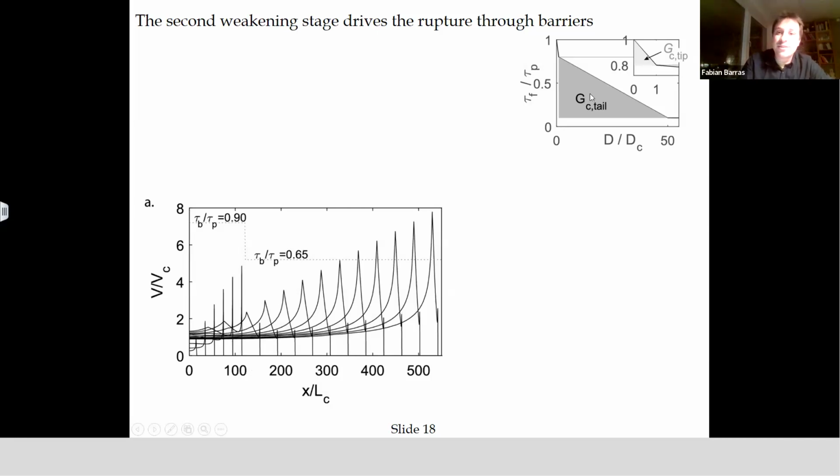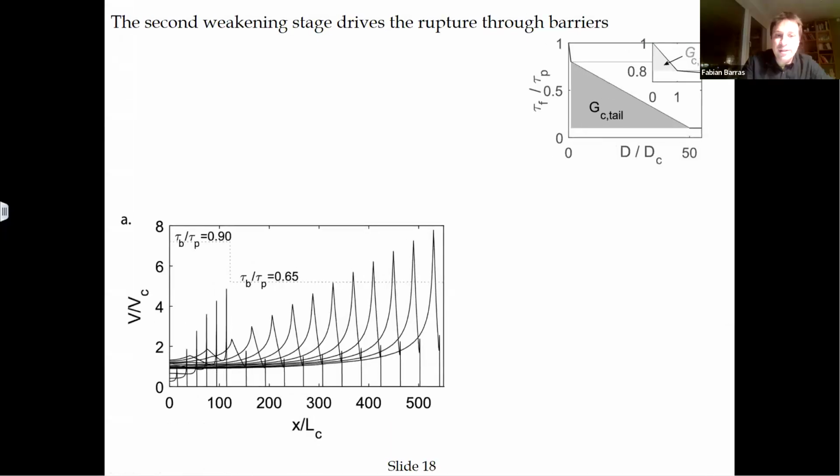And what is interesting is that in the dual case situation, you can see that the second weakening stage can kick in and start to drive the rupture. And that's what you see here. You have this tip that now is growing. And you can see now that the first weakening stage is a small blip ahead of the main peak velocity that is governed by the second weakening mechanism.